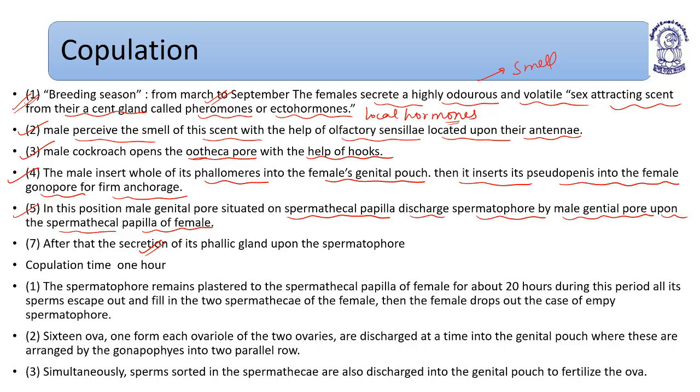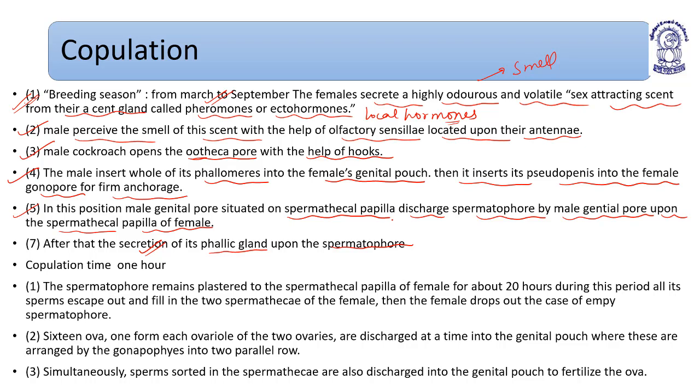After that, the secretion of the phallic gland acts upon the spermatophore. The secretion of the phallic gland helps to take the spermatophores to the required place. The breeding season is from March to September. Then the male cockroach opens the oothecal pore by its hook.